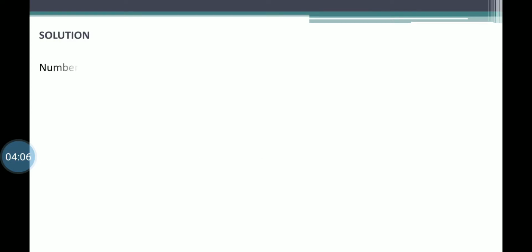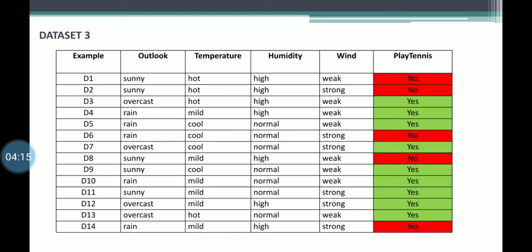Solution. We need to know the number of positive samples and negative samples in order to get the entropy of the entire data sample. I have highlighted the positive and negative samples. If you count, you will get 9 positive samples and 5 negative samples. So that is what has been allotted here.